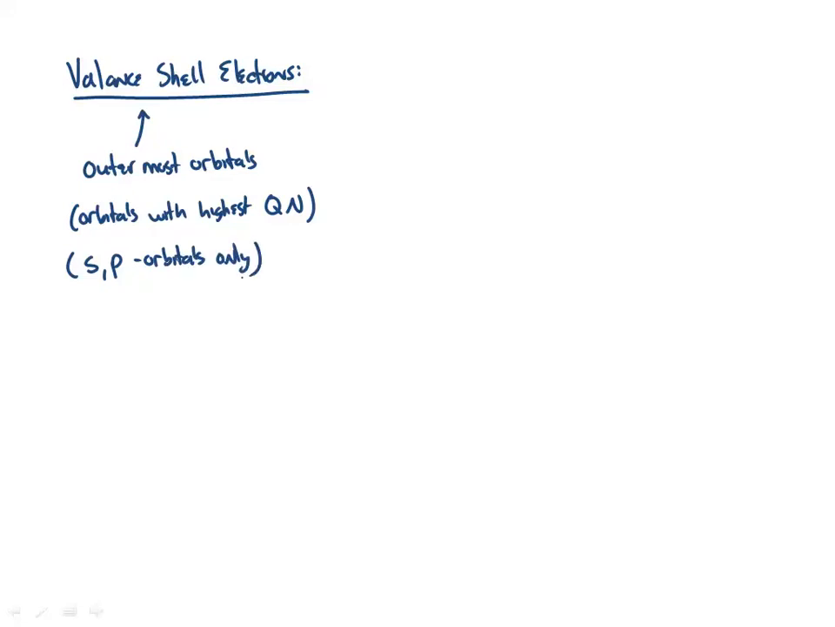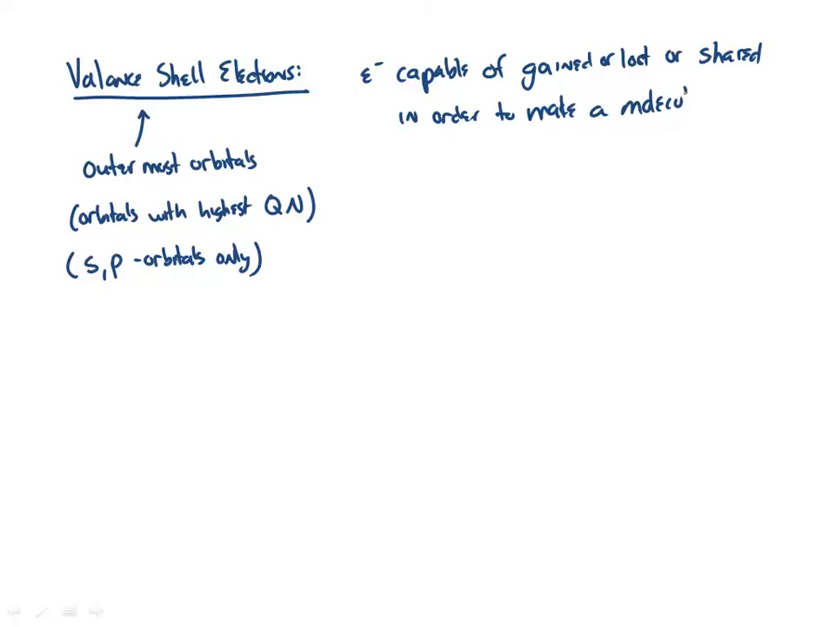And the reason valence shell electrons are important is because they're the electrons capable of being gained or lost or shared in order to make a molecule. Or I guess technically ionic compound, if we want to be really specific and really complete in our definition.